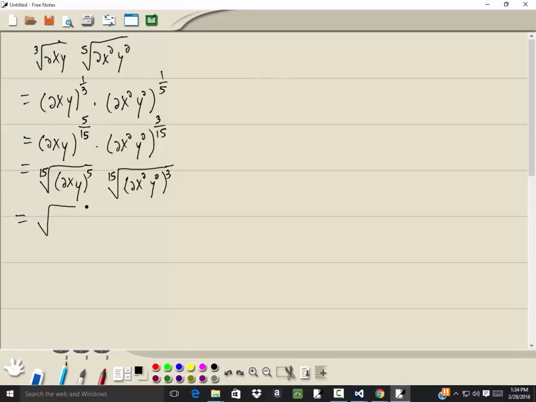Well, now when everything inside your parentheses is either multiplication or division, and you're raising it to a power, you can take everything inside of that power. So I can take 2 to the 5th power, x to the 5th power, and y to the 5th power. On this one, I can take everything inside the 3rd power. So we got 2 to the 3rd power, we got x squared to the 3rd power, and we got y squared to the 3rd power.